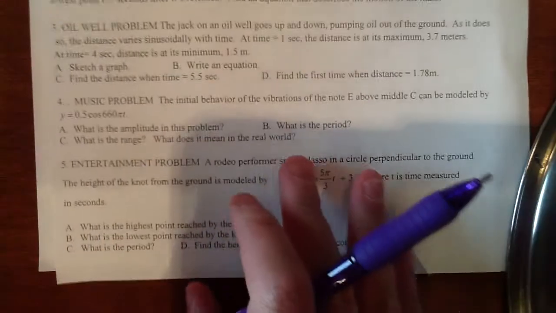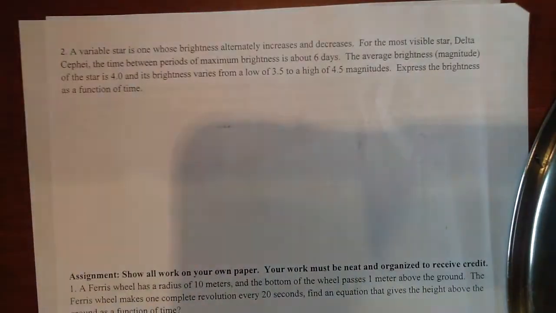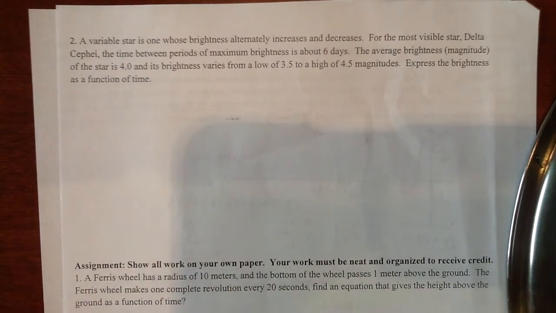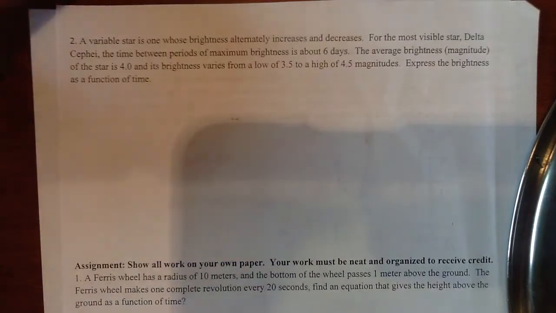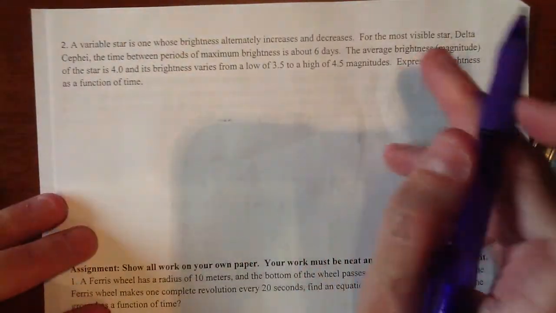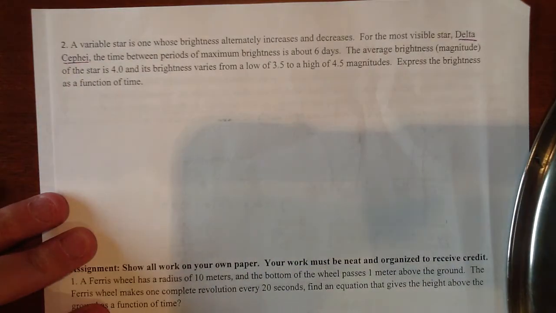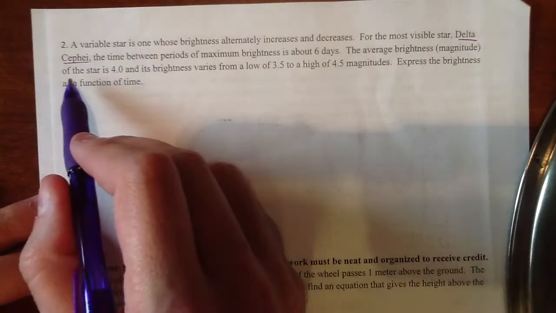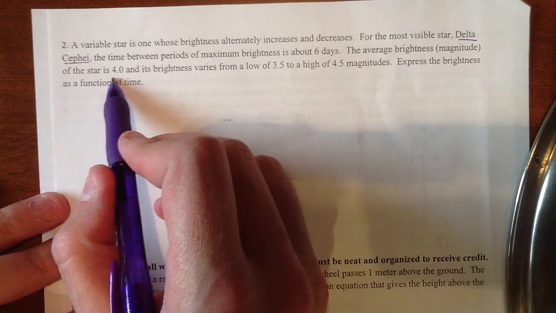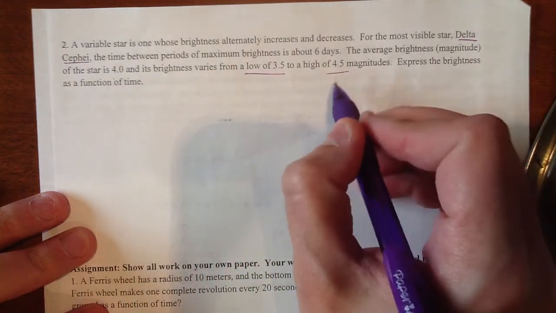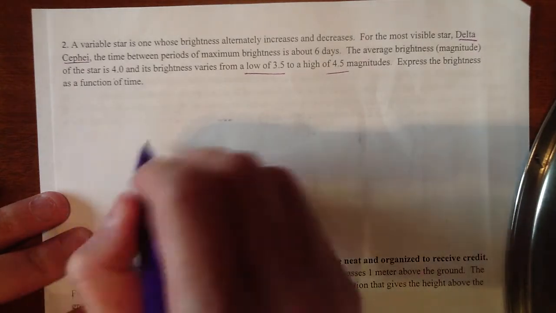Alright, our last example is a very simple one. It talks about a variable star whose brightness just alternately increases and decreases. The most visible of these is called delta Cephei. The time between periods of maximum brightness is about 6 days. The average brightness or magnitude of the star is about 4.0. And its brightness varies from a low of 3.5 to a high of 4.5. Express the brightness as a function of time.